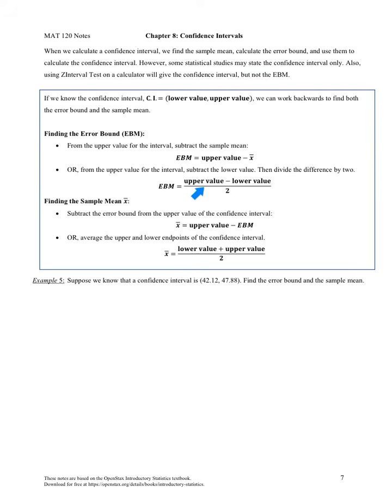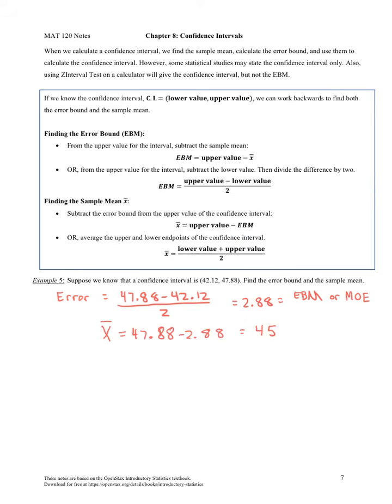In order to find the error bound, we'll take the upper value minus the lower value and divide by 2. And this will equal 2.88, which is the error bound or the margin of error. Finding our mean, we'll take the upper value and subtract the error bound. And now we'll have our sample distribution mean, and we'll also have our margin of error.